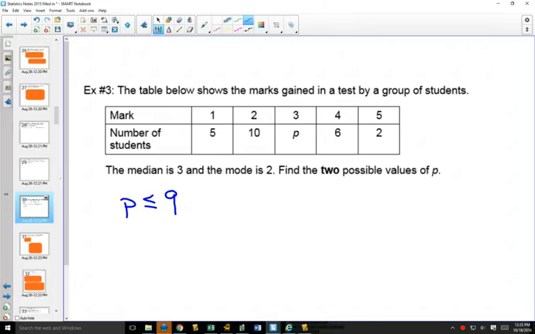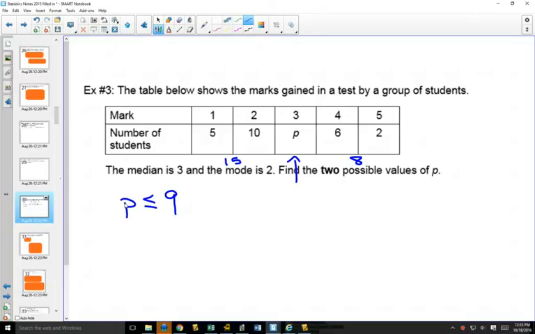The median is 3. So we need this to be the middle value. Now currently, there are 15 students that got a 1 and a 2. And there are 8 students that got a score of 4 or 5. For example, if P is 0, can you see that our median would no longer be 3?